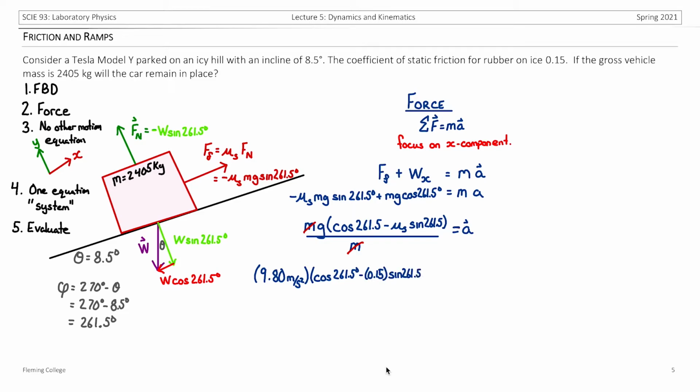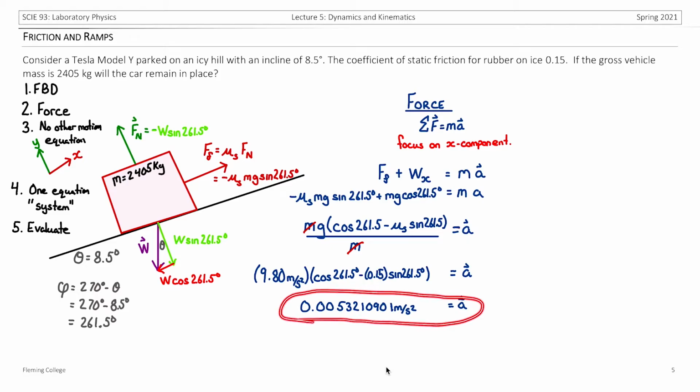Now, when we plug all of this into our calculator, we should come back with a fairly specific result of 0.0053219090. So this is a positive value in the x direction, suggesting that the car is accelerating up the hill. This is why it's really important to complete a final statement to answer our question. While we have a numerical value, it represents a situation that does not connect with reality.